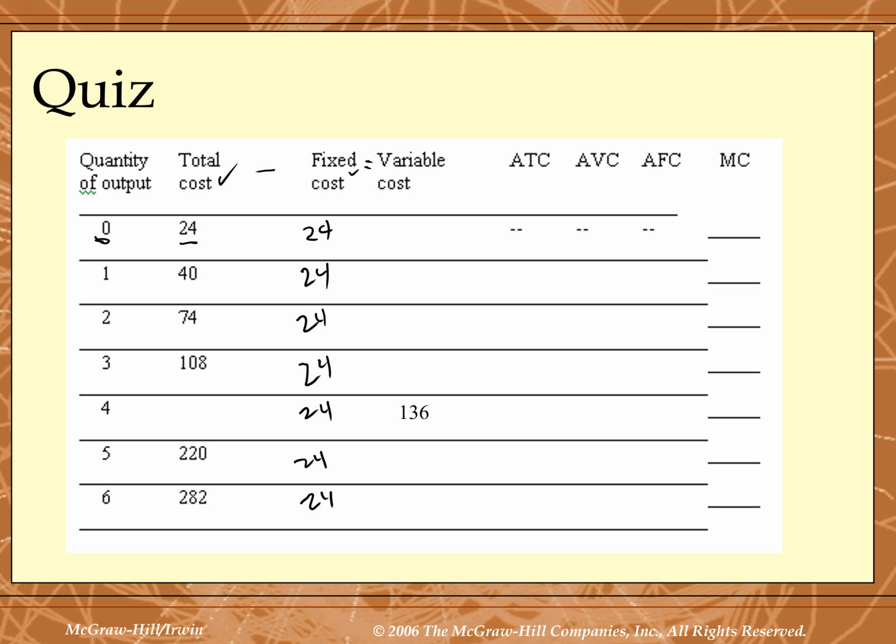So obviously 24 minus 24 is 0, right? 40 minus 24, that's going to give you 16, right? 74 minus 24, that's going to give you 50, right? And then 108 minus 24, so it's going to give you 84, right?